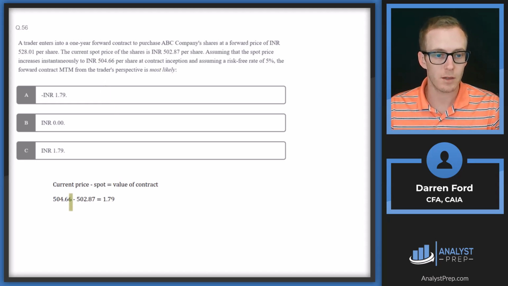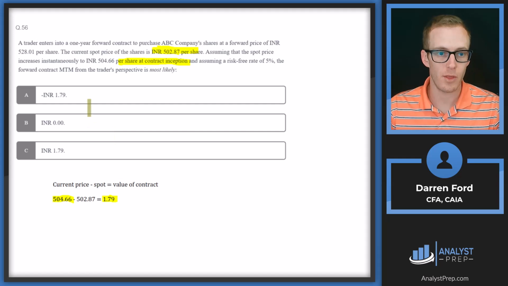So the current price, 504.66, and the spot price that we bought at, 502.87, is going to give us that value of 1.79. There's not really anything to discount because it says that it jumped right at inception, so there's not really anything to discount back to. And we're long this contract, so we benefit from the increase. So for that reason, we have positive 1.79, answer C.